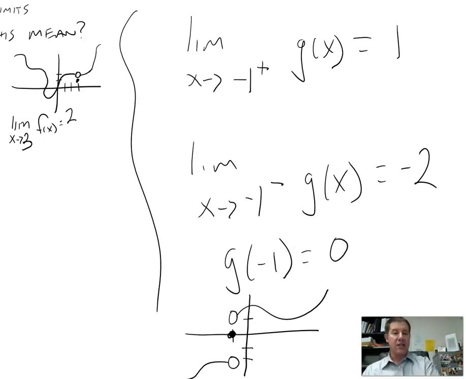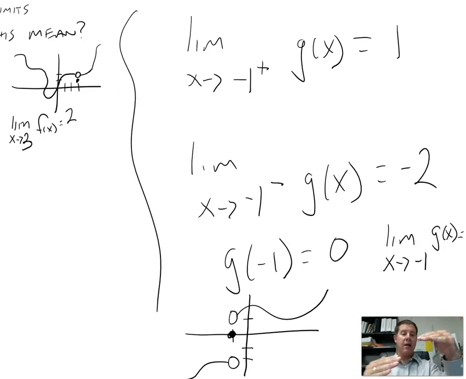If we now looked at this two-sided limit, the limit as x approaches -1 of g of x, because these two limits don't agree, from the left I'm at -2, from the right I'm at +1, because they're not at the same level, this limit does not exist. Okay, so this is how we can evaluate a limit graphically, and this is one of our better ways to evaluate limits. All right.